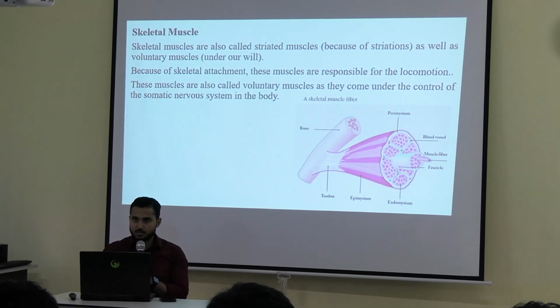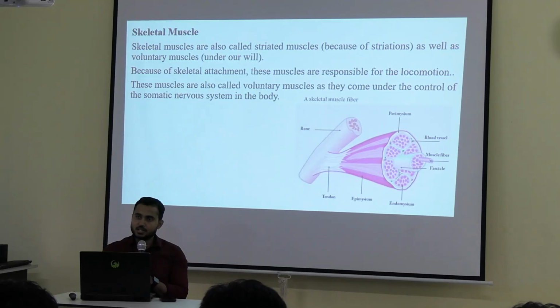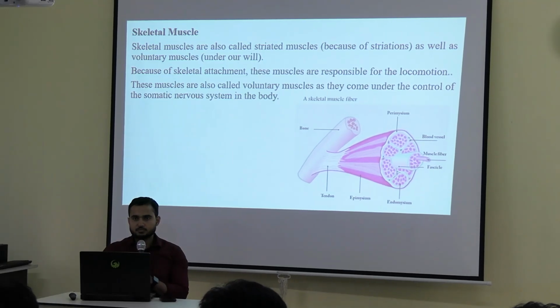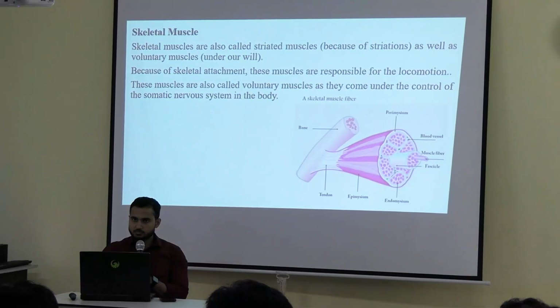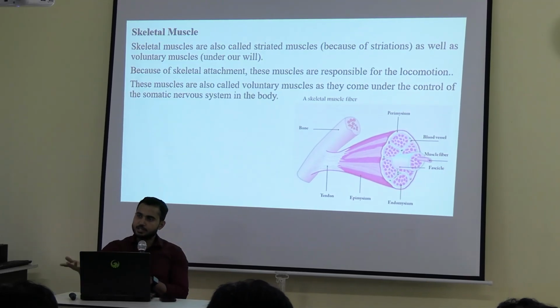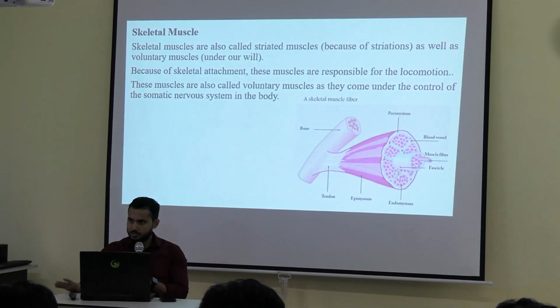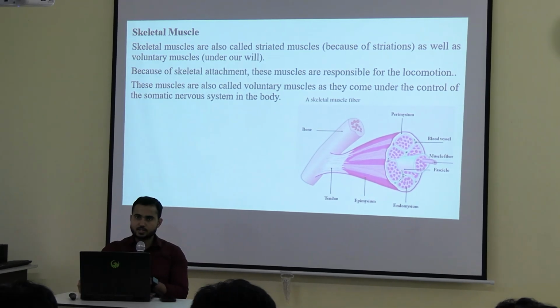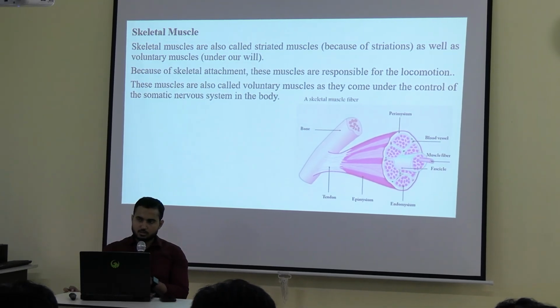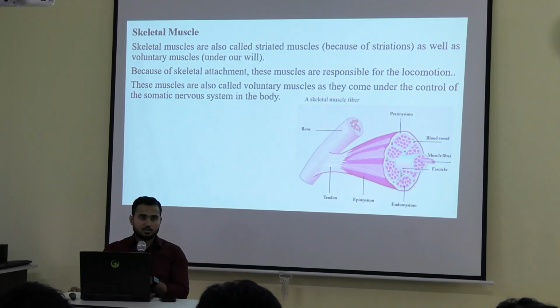Next, it is striated. Okay, now why is it striated? Any idea? For that we need the microscopic structure. Voluntary or not, for that we don't need microscopic structure, right? But why are there striations? For that we have to see the structure in detail.